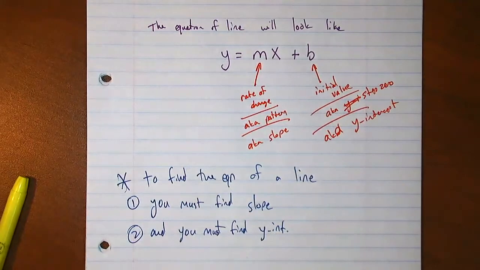Now, it doesn't matter what order you find them in. Depending on the problem they give you, you do it in whatever order seems the easiest. It doesn't matter, just do it the way that's the easiest. But you must find those two things. All right, that's what you're going to have to do. All right, so this is the basic idea for today.